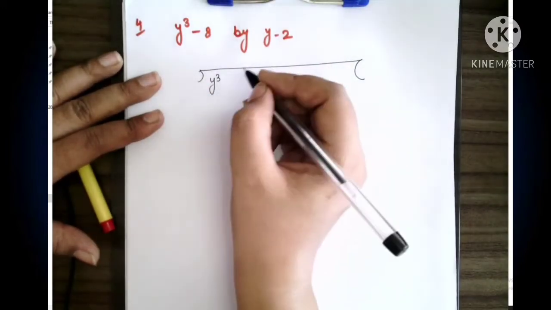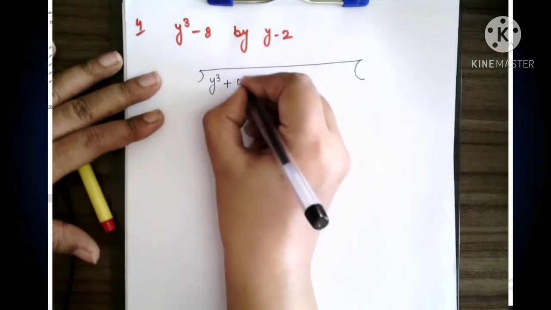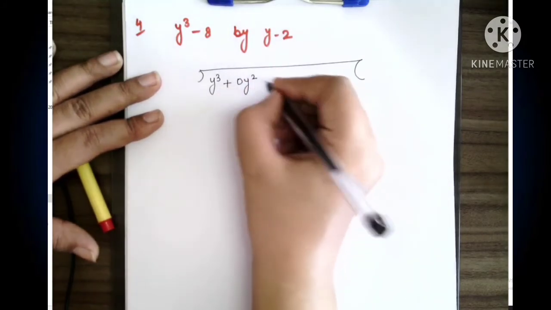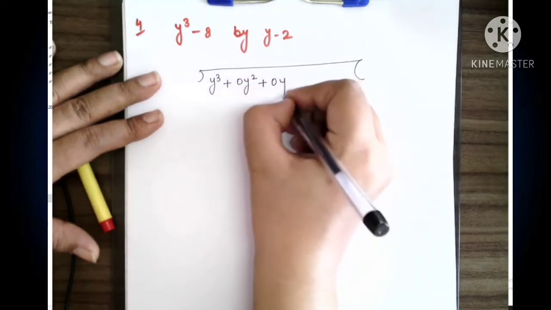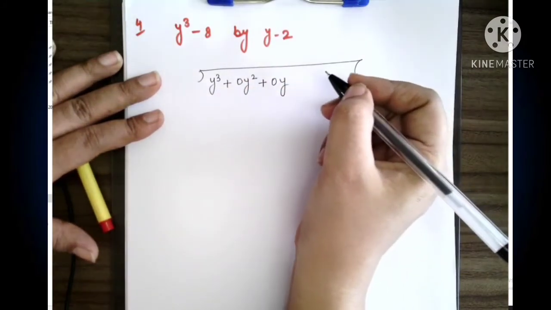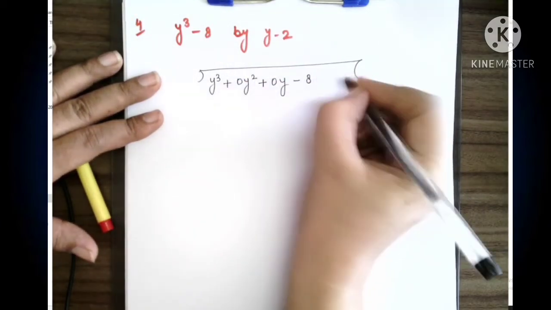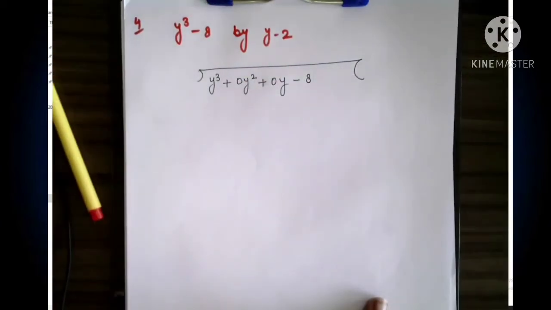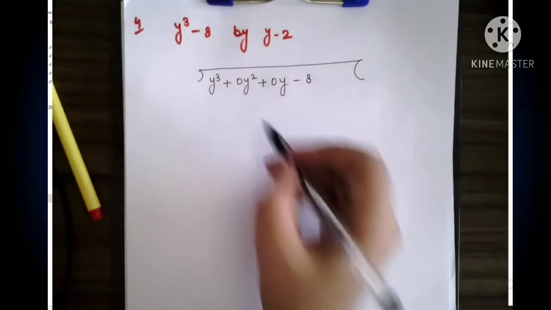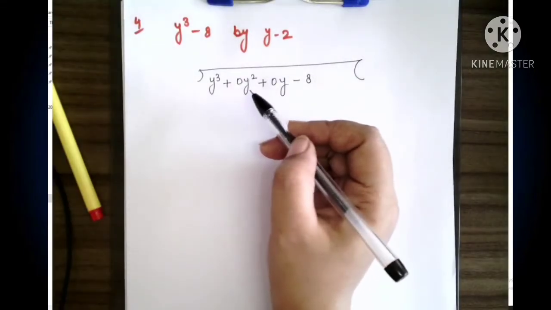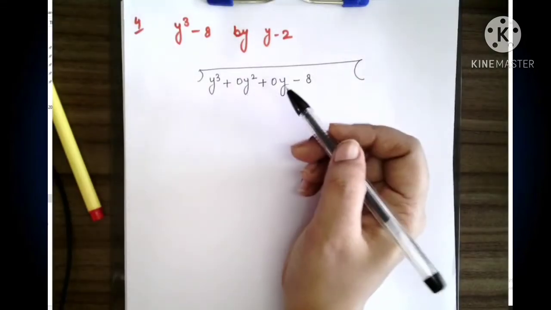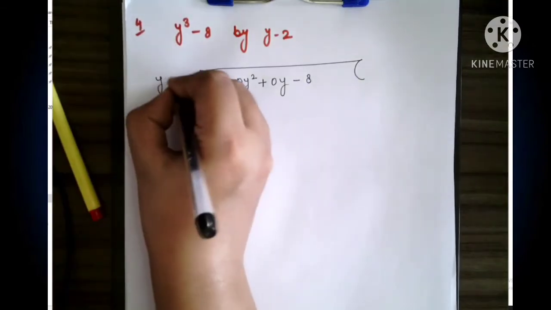In y cube there is no term of y square, so we wrote it as 0y square. The term of y is missing, so 0y, and after that it is the constant. Y cube, y square, y, then we have the constant, which is minus 8. If any of the terms is missing, you will replace it by 0 with that power. Okay, so it is your y minus 2.